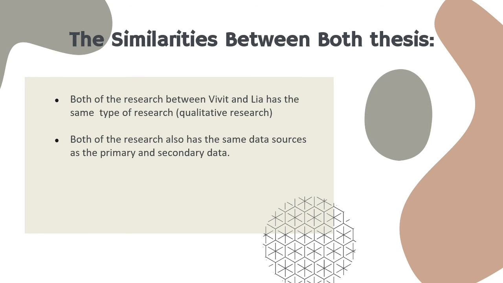Therefore, the similarities between both theses, between Leah and Vivit, are as follows. First, both of the researches, by Vivit and Leah, have the same type of research, which is qualitative research. And both researches also have the same data sources, primary and secondary data, and both of them use an object which is a novel.